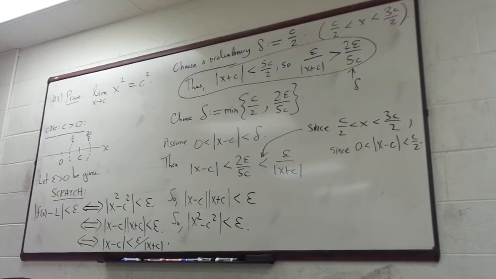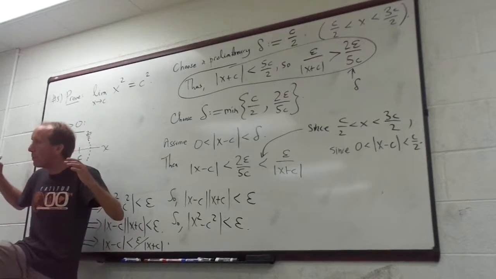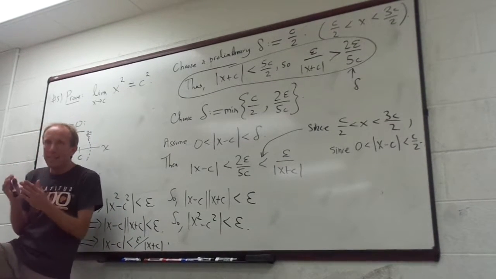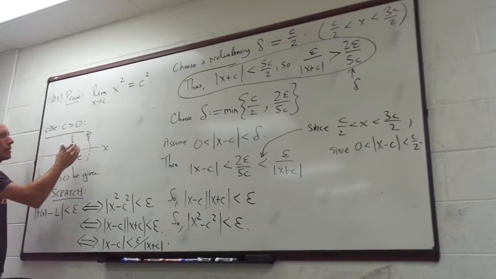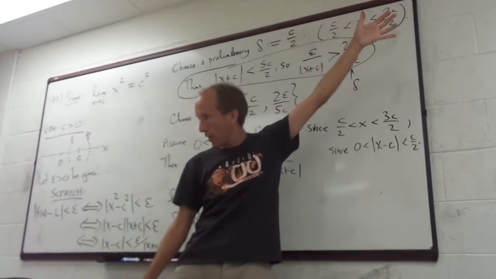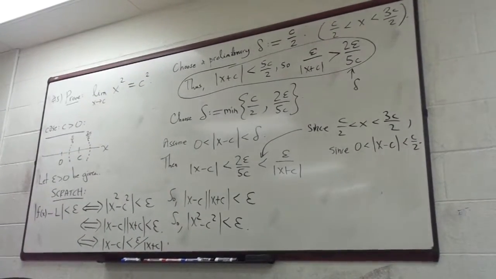So the trick to this, guys, when you have an x in what you want your delta to be, is to choose a preliminary delta that kind of restricts the x in a nice way, like what we did right here. That's really what you want.